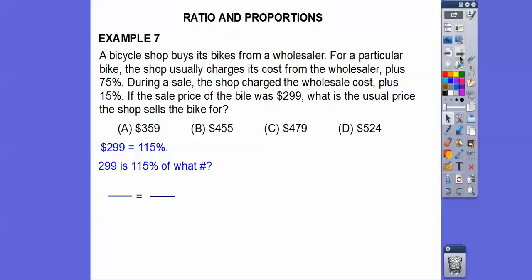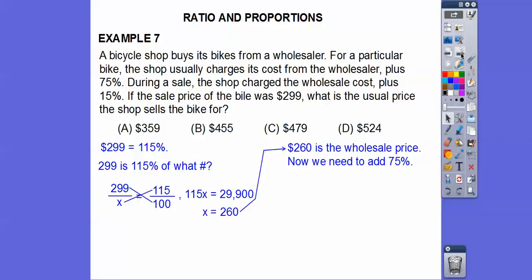All right, so I taught percents in our class, and with percents we do a fraction equals a fraction, and the first thing we do is we put the number 100 right there, and the second thing we do is we put the percent. 115% goes right there. The third thing we do is we look for the word of. What's right after the word of? It's what? So that's our x. So x goes right there. And then this is always our leftover. So the 299 goes right there. Then we cross multiply, solve for x, and there's our wholesale price right there.